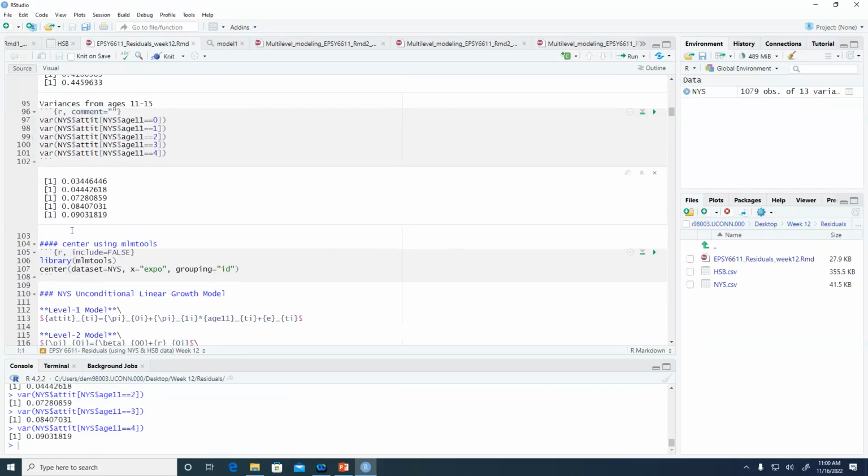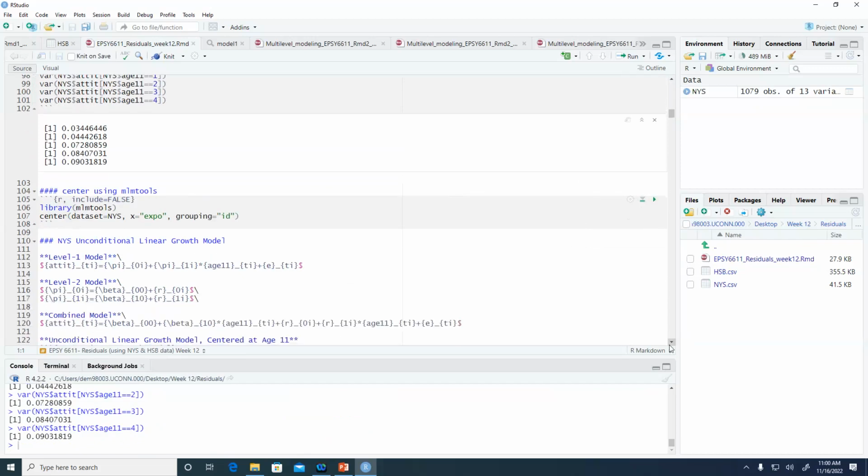and these aren't the residual variances. These are the total variances. They are actually increasing across time. They look super small, but that's really because of the metric that NYS is on.